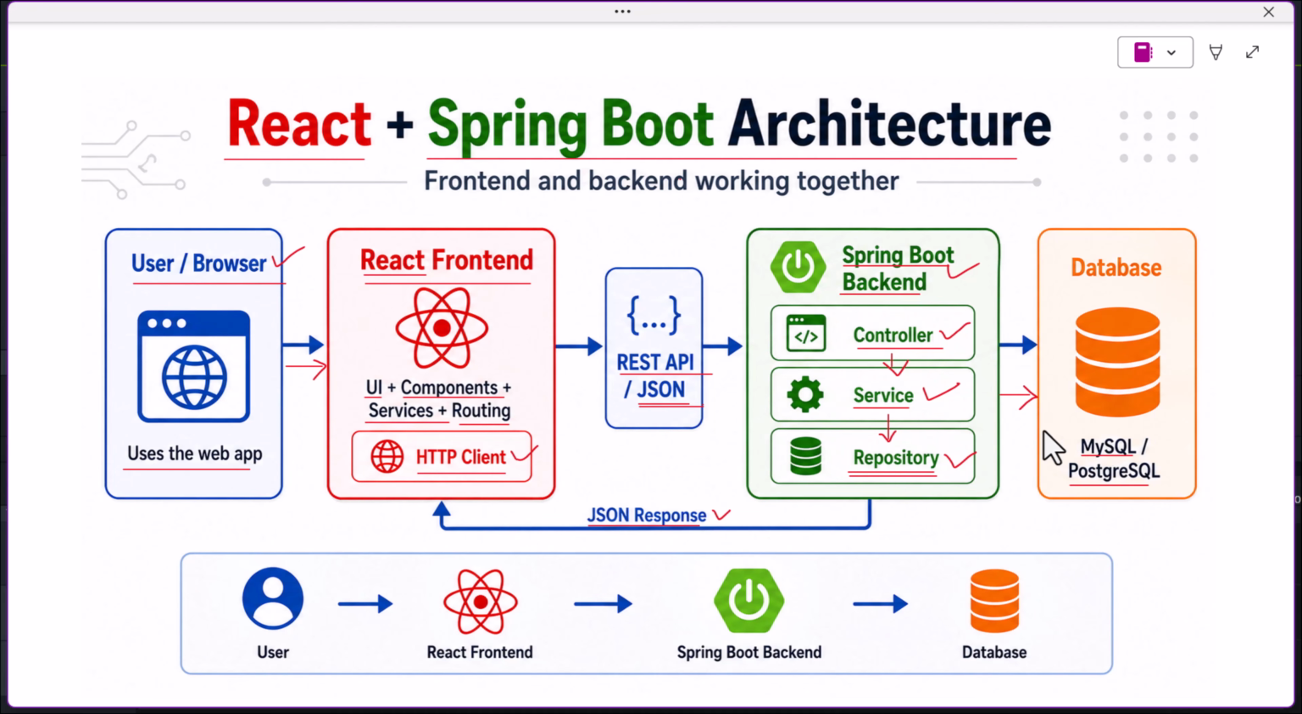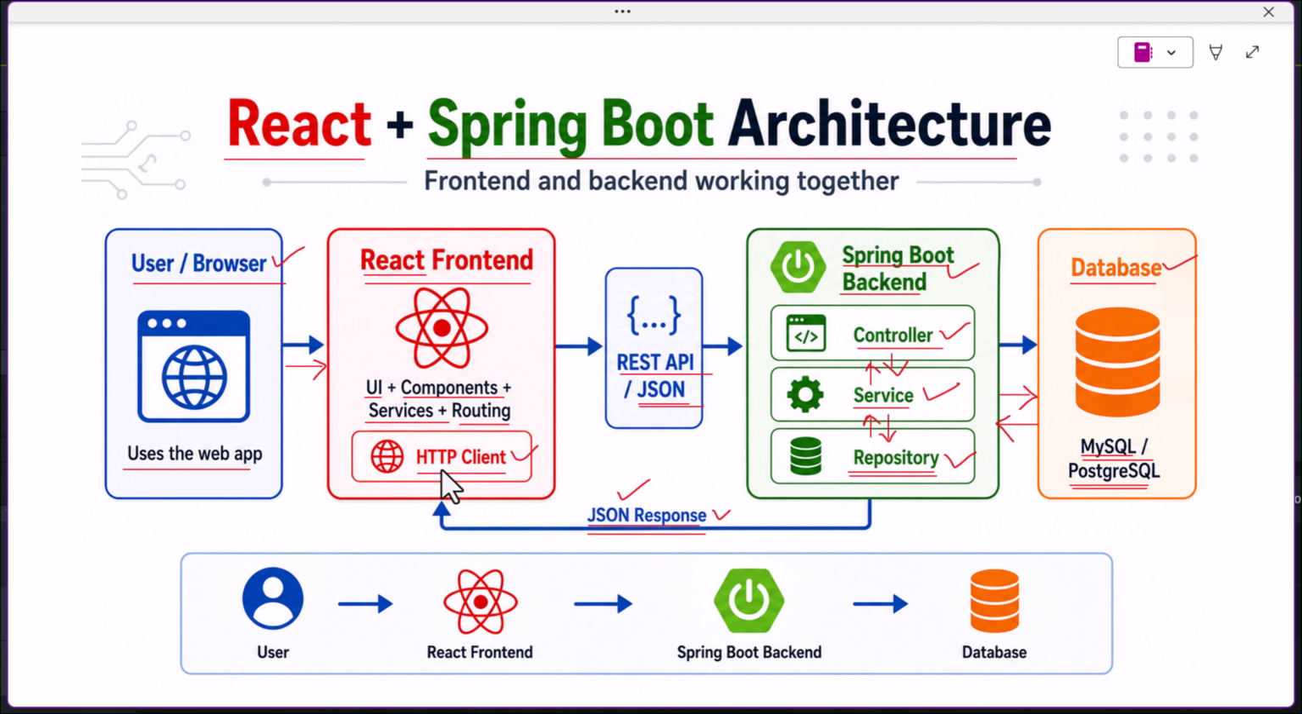Now the request reaches the database. The database can be MySQL, PostgreSQL, or another database. It stores application data such as users, products, orders, payments, and other records. Once the database operation is complete, the data flows back to the Spring Boot backend. The repository returns data to the service layer. The service layer applies any required business logic and returns the result to the controller. The controller prepares the HTTP response and sends it back to the React frontend as JSON.